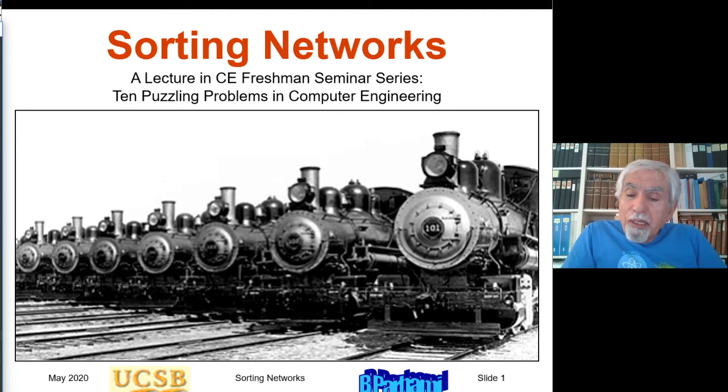Now, today's topic is sorting networks. These are some interesting circuits in computer engineering that we can relate to train sorting puzzles. So we begin with train sorting puzzles and then proceed to relate the puzzles to sorting networks and their applications and design techniques.